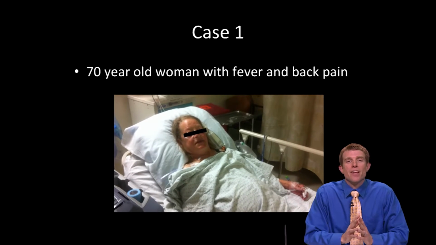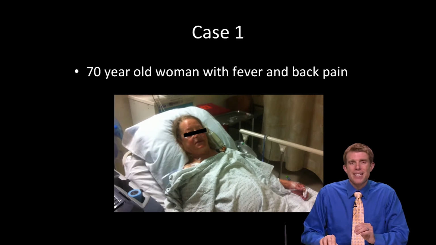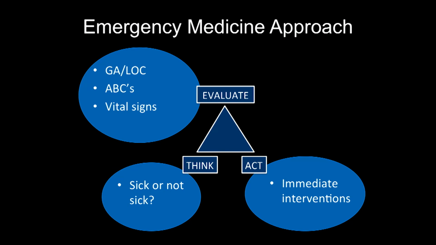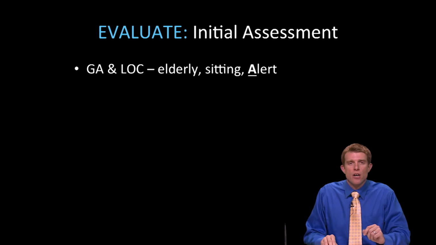So let's get started with a case of a 70-year-old woman who comes in with fever, complaining of back pain. We're going to take our emergency medicine approach to this potentially sick patient, where we're going to evaluate, think, and act simultaneously. As we get started with our initial assessment, we approach the patient and see her general appearance and level of consciousness. She's an elderly patient sitting semi-upright in bed, and she does appear alert to her surroundings as you walk in, so she's an A on the AVPU scale.